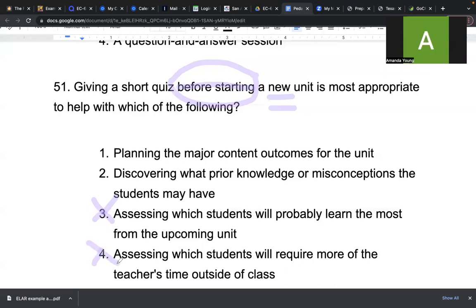Yeah. 4 is no. We're not trying to assess so we know how much time particular students are going to require. That's not even how we do things. That's not even how it works. So 4, absolutely not. Betting myself $5. Planning the major content outcomes. Guess where these are planned?